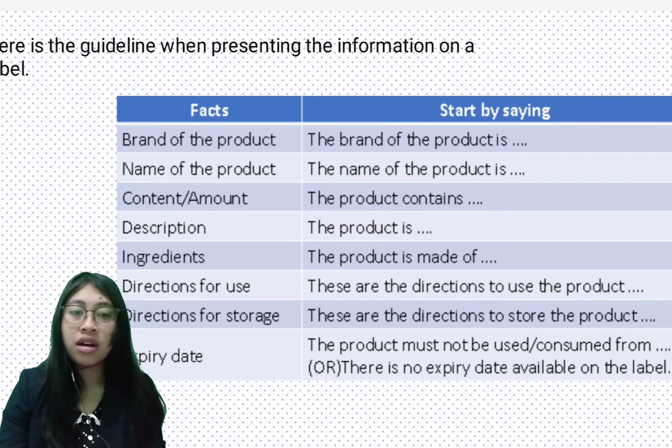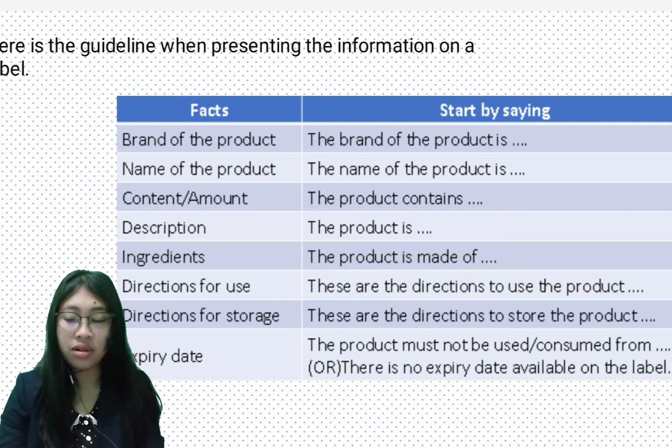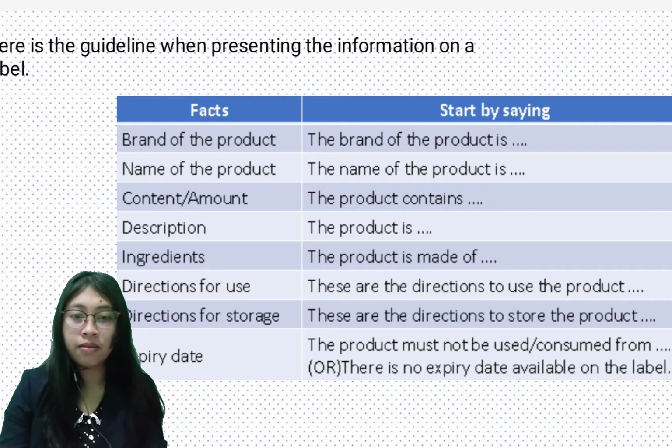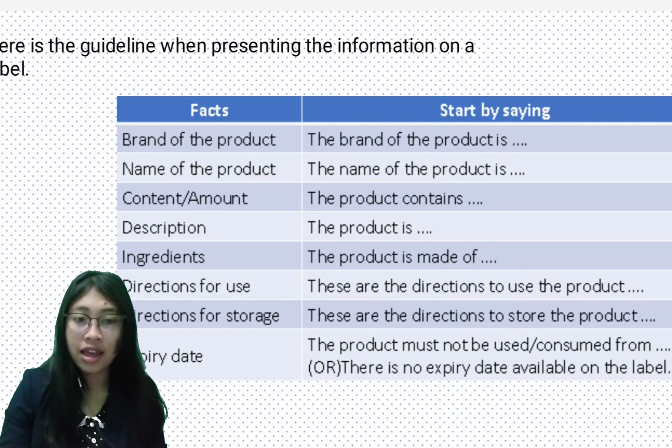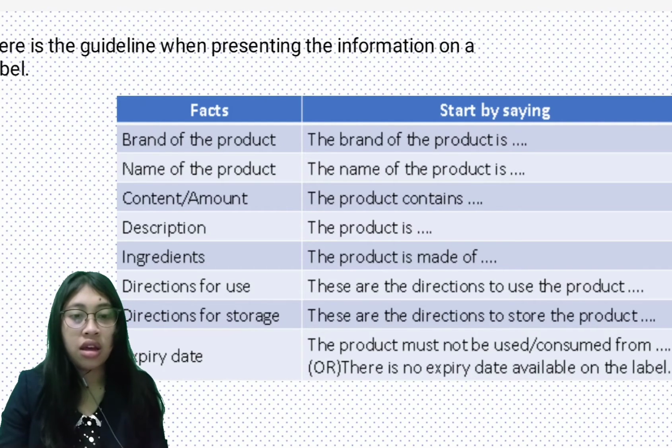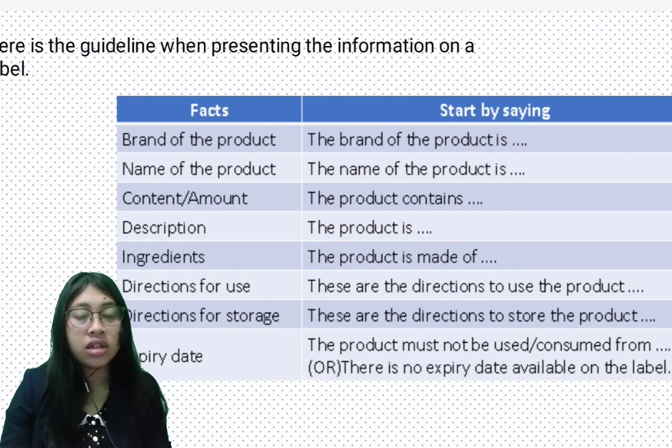And here is the guideline when presenting the information on the label. You can see the facts, for example, the brand of the product. You can start by saying, the brand of the product is, and the rest will be the same. You just change the subject.